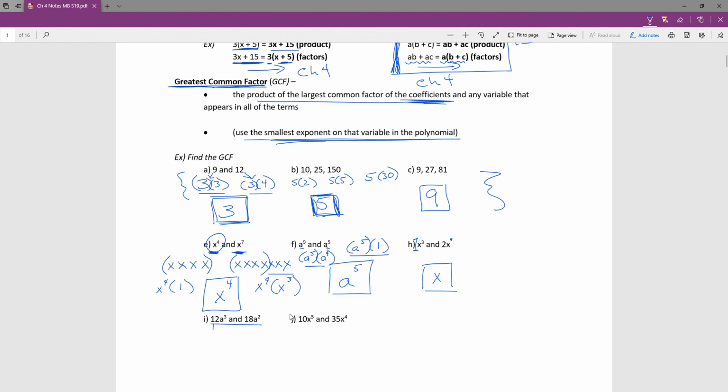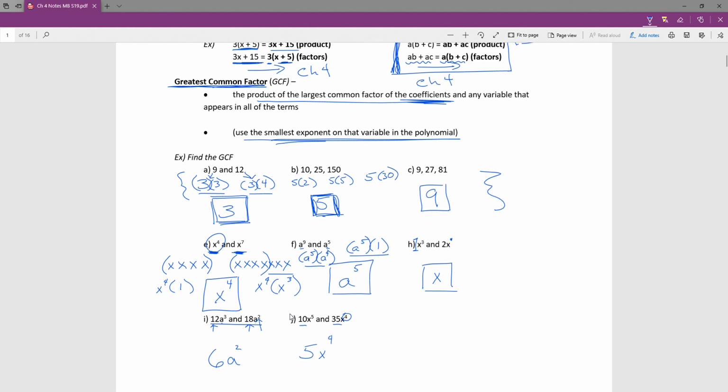So I take a look at the coefficients first, and I think, what is the biggest number that would divide into both of those evenly? So that would be a 6. And then I see that I have a's in both of my terms. Well, I take the smallest number that I see as an exponent on the a. So my greatest common factor would be 6a squared. The next one over here, identifying the greatest common factor between the 10 and the 35. Numerically, a 5 is going to be the biggest number that would divide into both of those evenly. And then with this variable business, I see that they both have x, and I would go x to the fourth because that's the smallest one that I see.